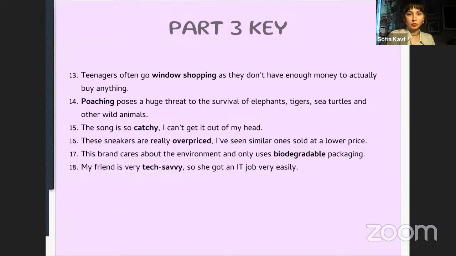So, number 13 is window shopping. Number 14 is poaching. Number 15 is catchy. 16 is overpriced. 17 is biodegradable. And number 18 is tech savvy.